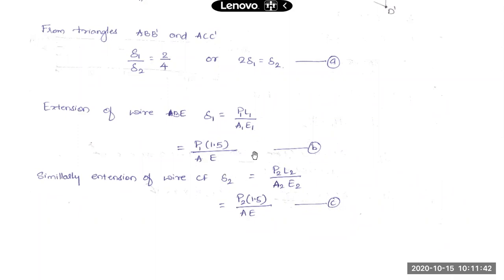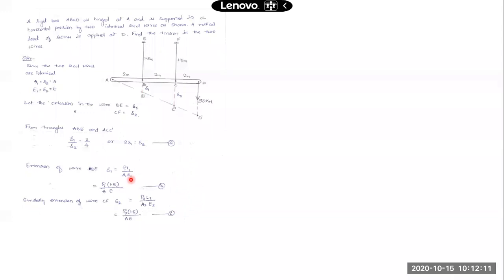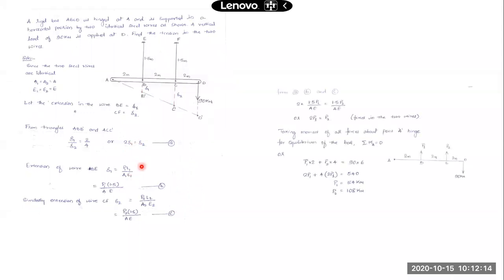Then if I apply the same for the second wire, that is wire CF, delta 2 will be P2 L2 upon A2 into E2. L2 is 1.5 meters, the same length of 1.5 meter, that is what is given to us. P2 we will determine. A and E are constant, the same as those for wire 1 or wire BE. So we have expressions in terms of unknowns now.